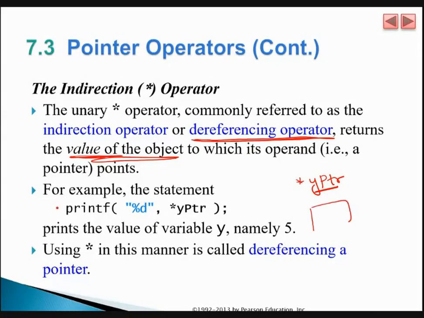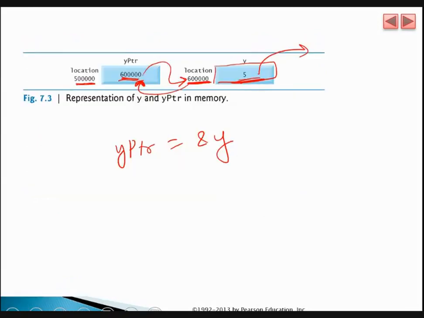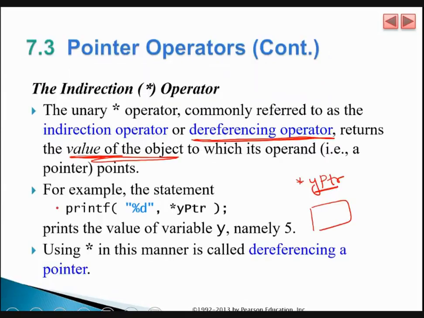In our example, yptr is pointing to y. So this will return 5. The value 5 is returned. So this line will print 5, and this is called dereferencing a pointer.